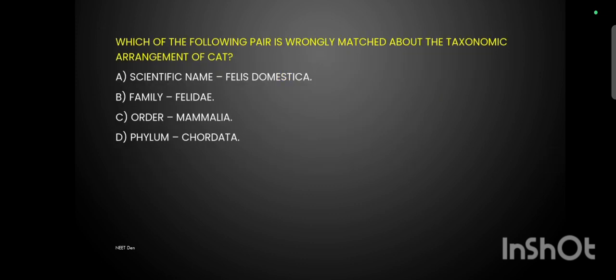Question: which of the following pair is wrongly matched about the taxonomic arrangement of cat? Option A, scientific name Felis domestica. Option B, family Felidae. Option C, order Mammalia. Option D, phylum Chordata. Here the wrongly matched pair is option C, order Mammalia, because Mammalia is a class, not an order.